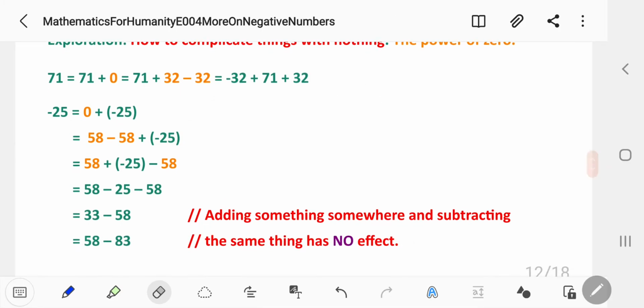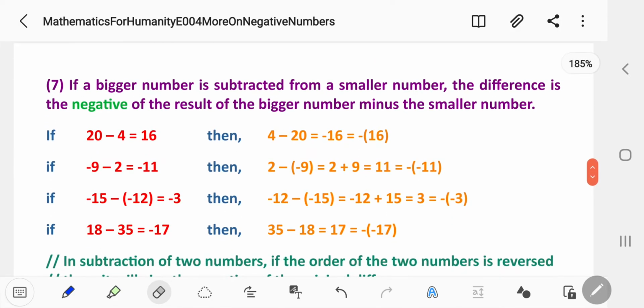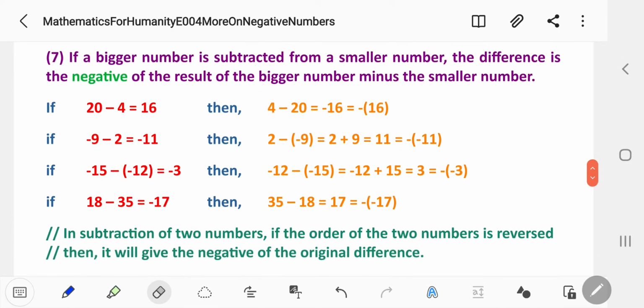So the last rule before we proceed with some examples of subtraction. If a bigger number is subtracted from a smaller number, the difference is the negative of the result of the bigger number minus the smaller number. Let's just look at the example so quickly.